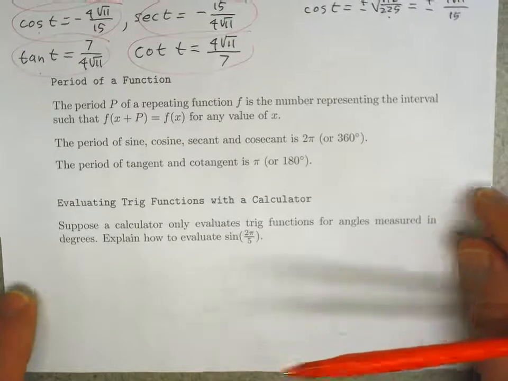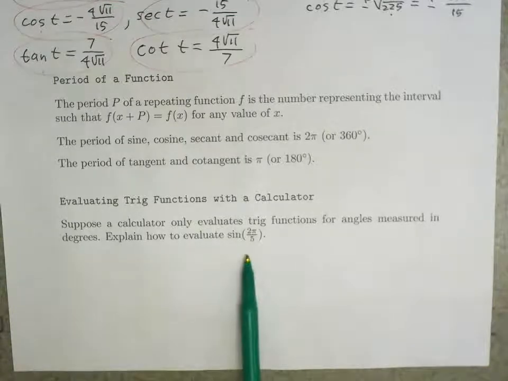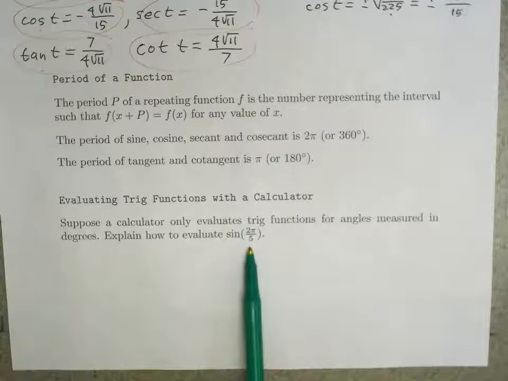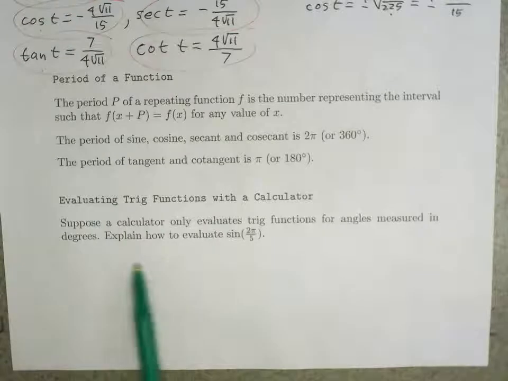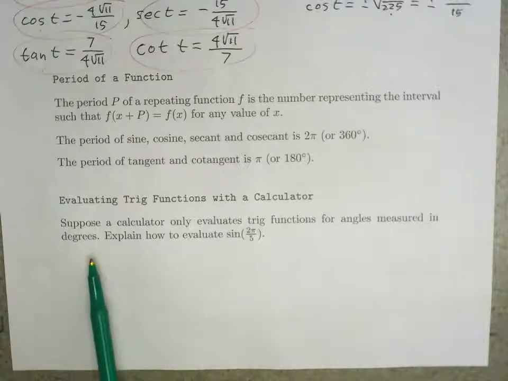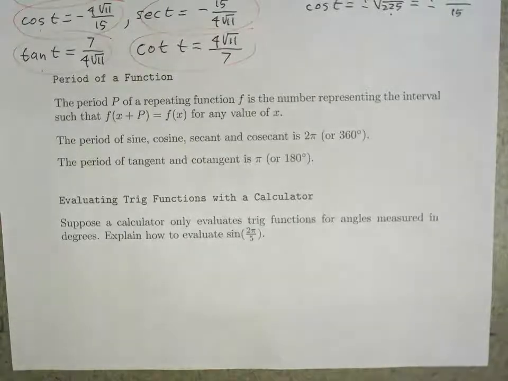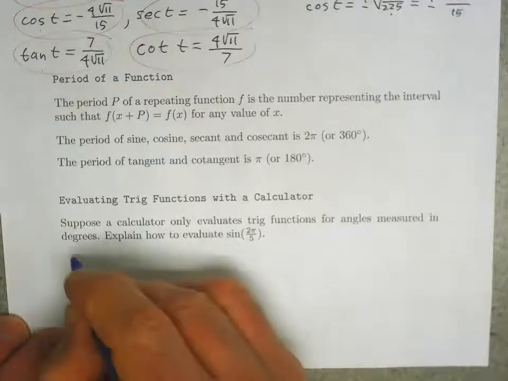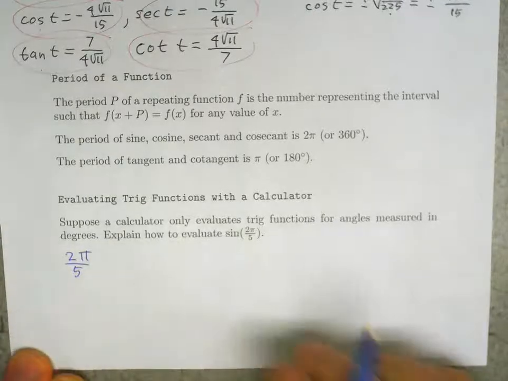Okay, we'll do another short exercise on evaluating a trigonometric function at an angle given in radians in the event that your calculator only has the degree mode. So suppose a calculator only evaluates trig functions for angles measured in degrees. Explain how to evaluate sine of 2 pi over 5. Okay, so as you know, convert 2 pi over 5 to degrees.